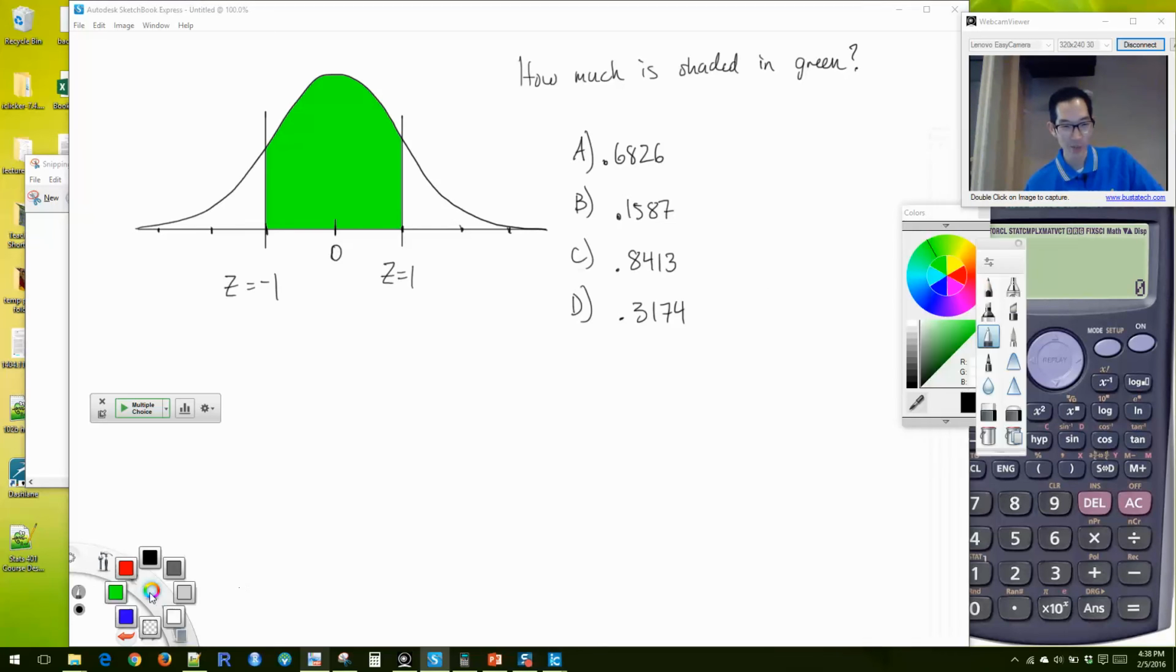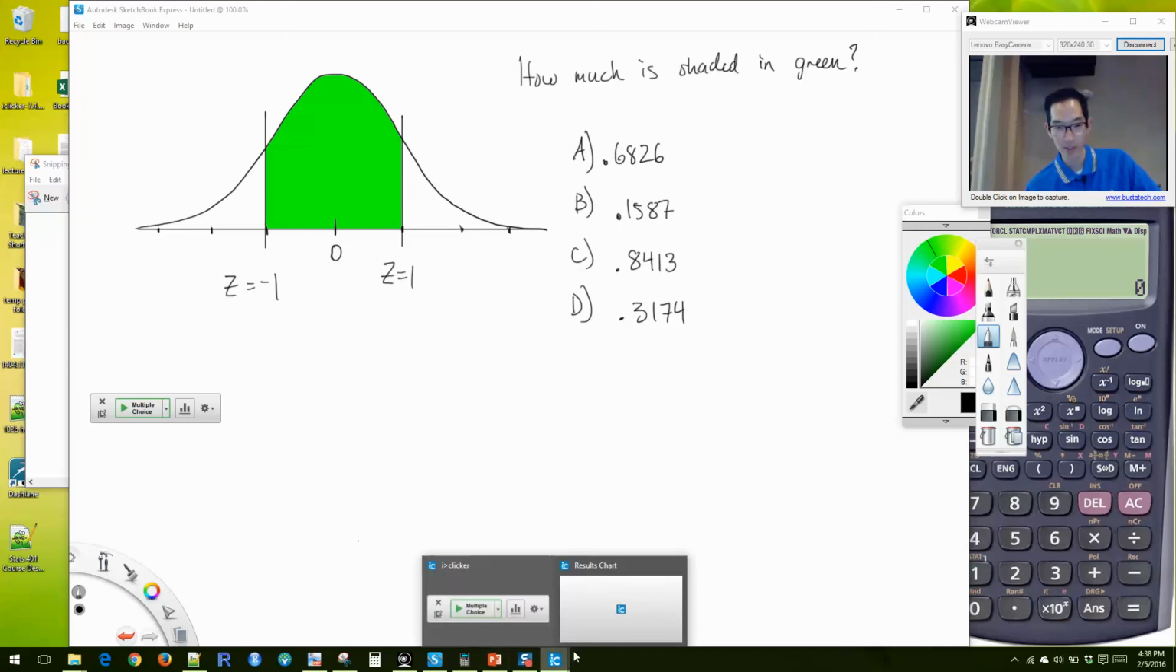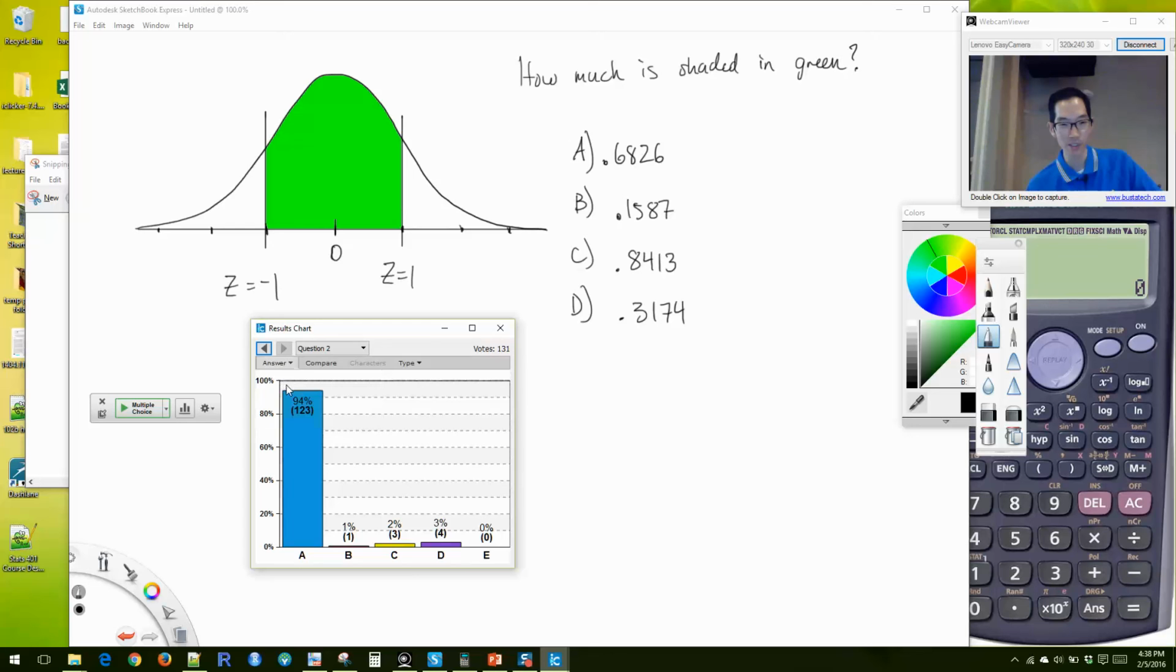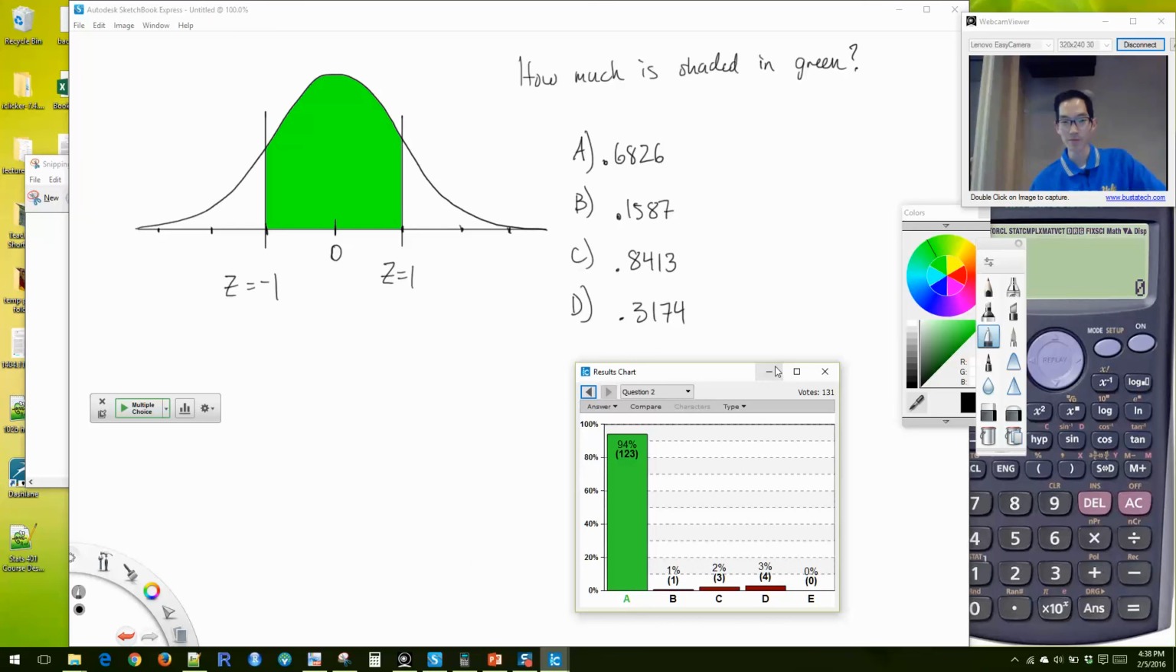All right. Okay, so our answer is here, and that is the correct answer. So what happened here? You looked up z equal to negative 1 probably, and you got 0.1587. That's the area over here. By symmetry, this is also going to be 0.1587. So what we have in here is 1 minus 2 times 0.1587, and that gives us 0.6826.